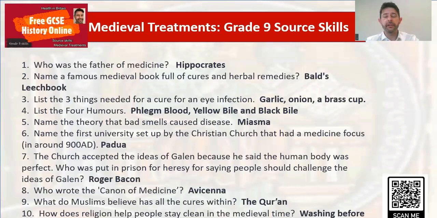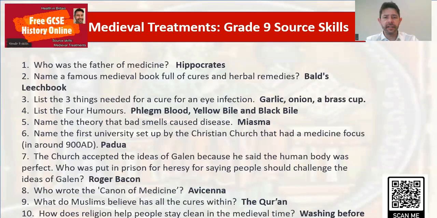Name a theory that bad smells cause disease. So another non-spiritual idea, another important one to know, is miasma, particularly during the Black Death, trying to clear up all the bad smells, curing people with nice smelling potions. The Black Death did not have the beaks full of flower petals. That was the Great Plague. Do not get confused by that.